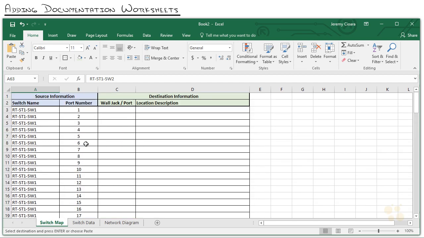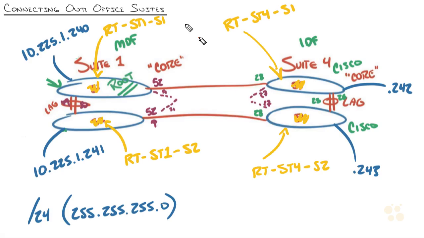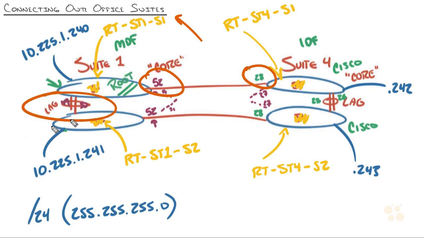Now comes the fun part. This is where you get to go in and type in where each one of those ports are going. For example, looking back at our network topology, we've got port 52 on the Suite 1 switch, RT-ST1, SW1, connecting over here to port 28 on the Suite 4 switch. I also see that port 49 and 50 are connecting from S1 down to S2 in suite number 1.